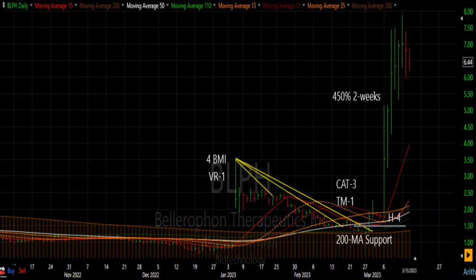Here's another example. Sometimes a squeeze is based not on a hard floor forming at the first 2 cycles, but a key moving average support like it did here on BLPH. This one had a great momentum profile, and all that was required was for the final CAT cycle, CAT 3, which was the monthly TM1 cycle, to find support, which it did at the 200 MA, and then broke out of the chute, blasting for a 450% gain over 2+ weeks.